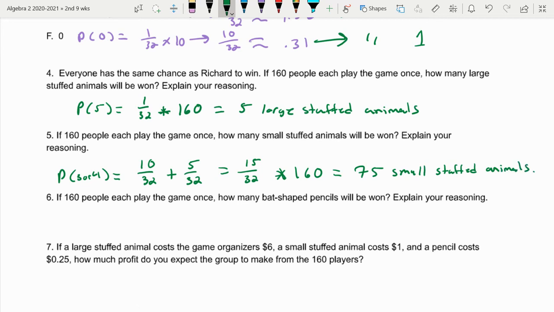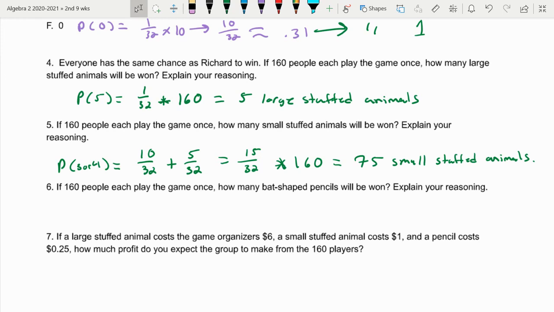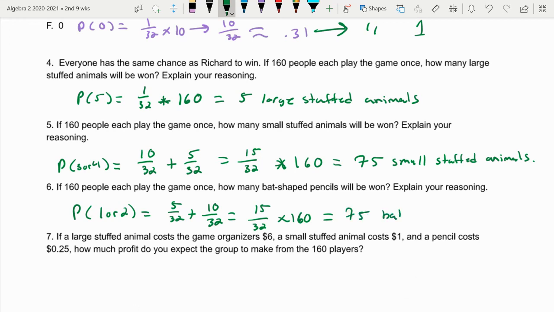Okay, and then on this one, if 160 people play the game once, how many bat-shaped pencils do we plan to give out? So to win a bat-shaped pencil, we got 1 or 2. All right, so again, we got to add. So 5 over 32 plus 10 over 32. Okay, so again, we get 15 out of 32, times the 160. There we go. And we're again at 75 bat-shaped pencils.